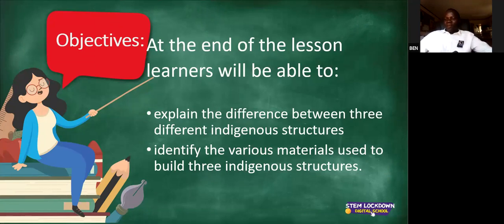So today we are going to learn about indigenous structures. These indigenous structures were the structures which were built a long time back by people in South Africa. At the end of the lesson, you must be able to explain the difference between 3 indigenous structures. You must also be able to identify the various materials used to build those 3 indigenous structures. That is what you must learn today.